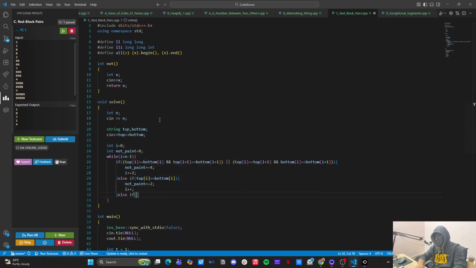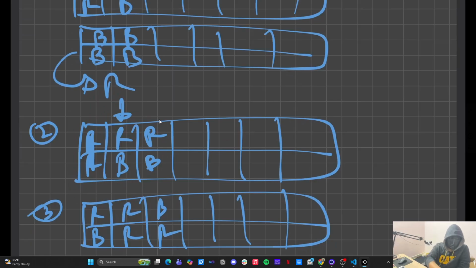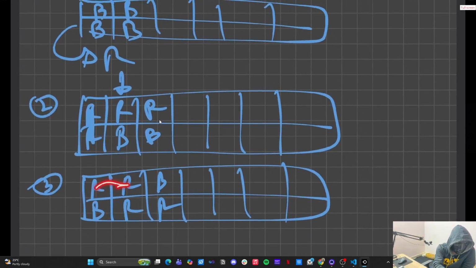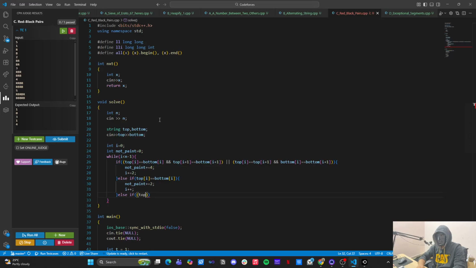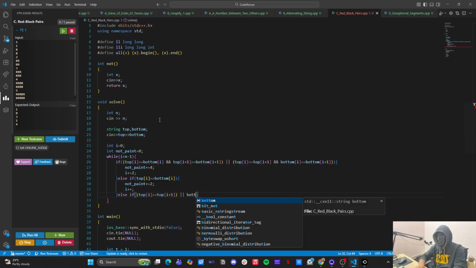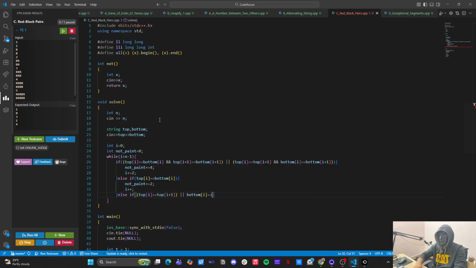Else if, what we'll check is the third case. The third case will check if these two are equal or these two are equal. We'll be checking if top of i equals top of i plus 1, or bottom of i equals bottom of i plus 1.